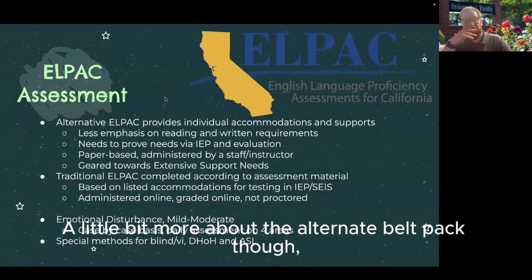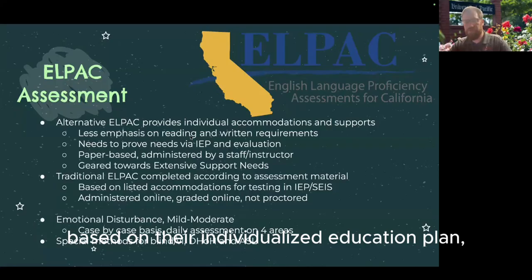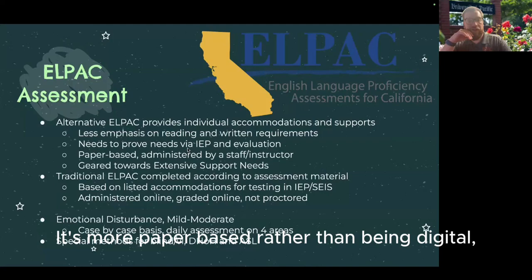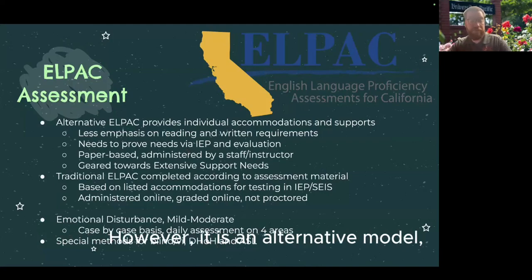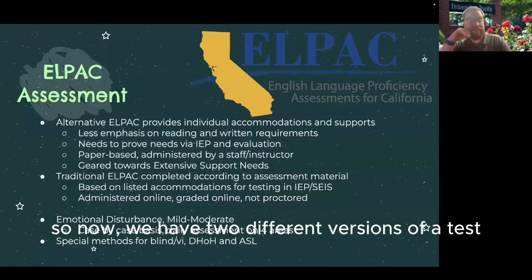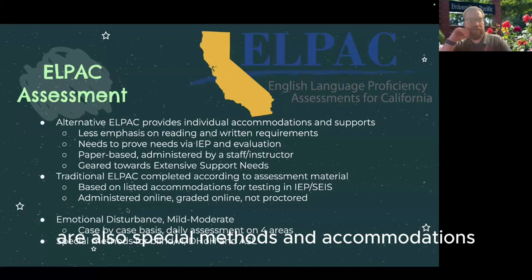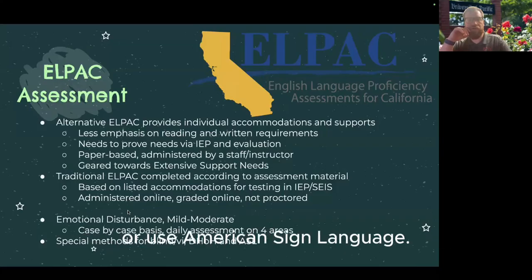A little bit more about the alternative LPAC, though. What it does is try to meet a student's needs based on their individualized education plan, special education, their case manager. It's more paper-based rather than digital, and it is geared towards students with extensive support needs. However, it is an alternative model, so now we have two different versions of a test that a student can take. There are also special methods and accommodations for students that are blind or visually impaired, deaf or hard of hearing, or who use American Sign Language.